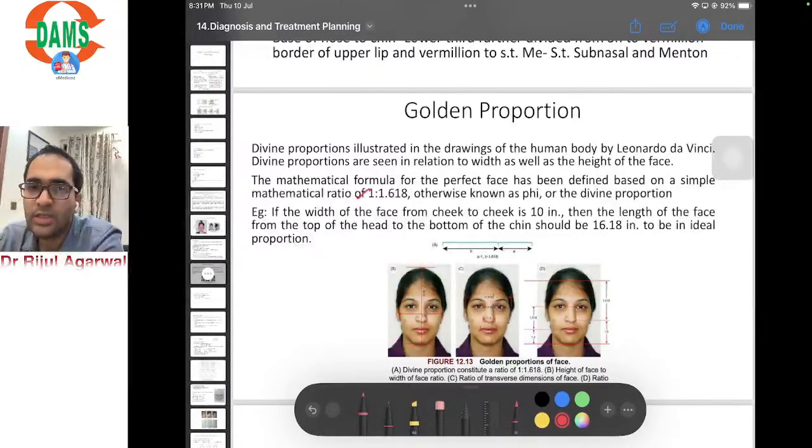What we are concerned with is the orthodontic level. So how it was given: it was illustrated by the drawings of the human body by Leonardo da Vinci. It gives the relation to the width as well as the height of the face. Okay, so it's based on a simple mathematical formula, and it is defined as a ratio of 1 to 1.618, also known as phi or divine proportion.